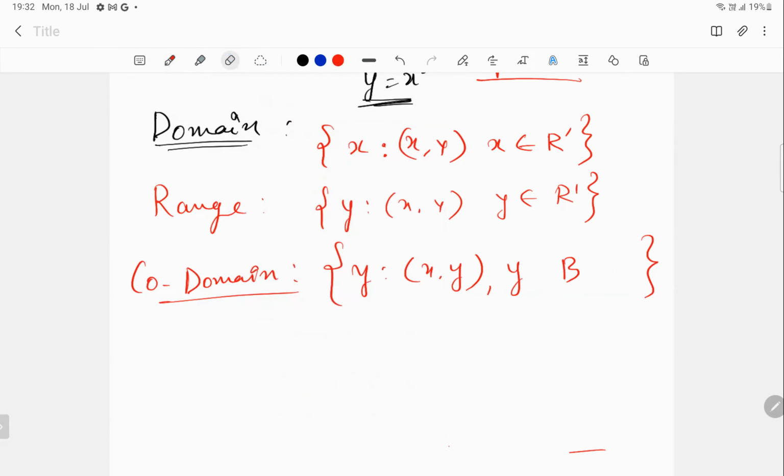You can write like this also: y is equal to B. But since B is a set, we don't write it like that. That's why we are writing belongs to, because B is a set, not an element. Codomain, you understood? See the difference here. If the relation is not defined, there is no domain, there is no range, there is no codomain.